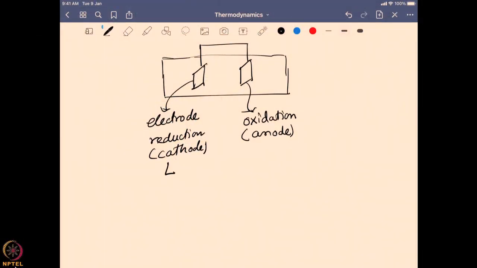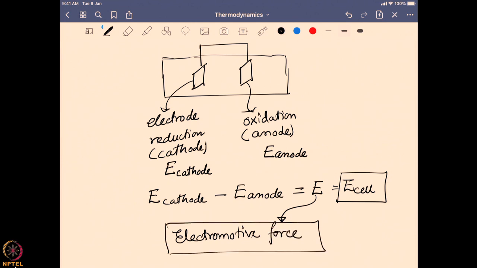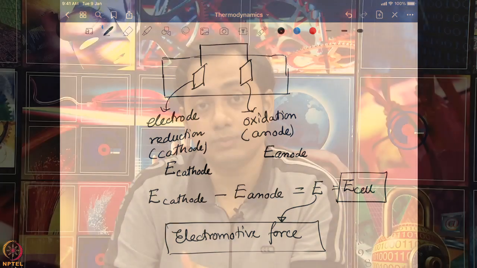And say this is happening as E cathode for reduction, and this is happening as E anode for oxidation. The difference between the cathodic and the anodic potential gives me the overall E, or sometimes written as E cell, the overall capacity of this electrochemical cell in galvanic or electrolytic state to do the maximum amount of work. So, this is the overall amount of work we can do, which is given by this value of E, known as the electromotive force. This is the potential which is the driving force behind these chemical reactions happening. It is a measure of whether the overall chemical reaction is possible in this particular cell.